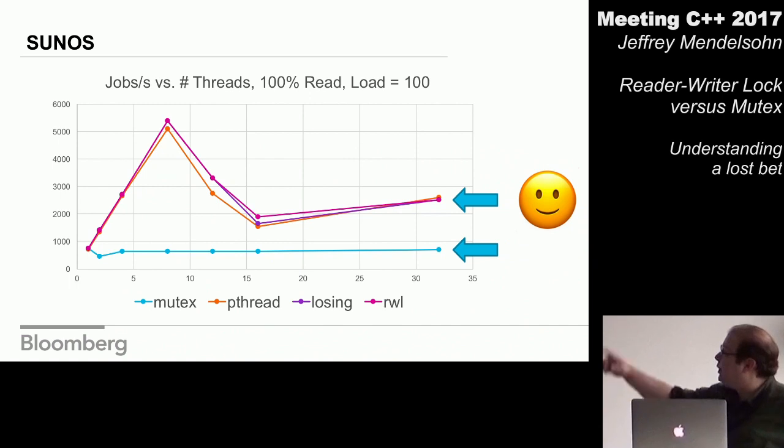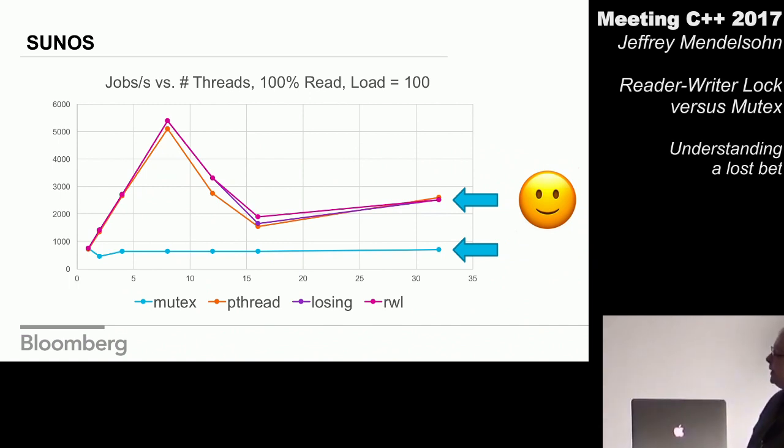90% reads, we see this weird shaped graph on Sun. It's very repeatable. I don't know why it's like that. But we do show, excuse me, this is 100% read. I was looking at the next slide. We do show the reader-writer locks outperforming Mutex here, so fine.